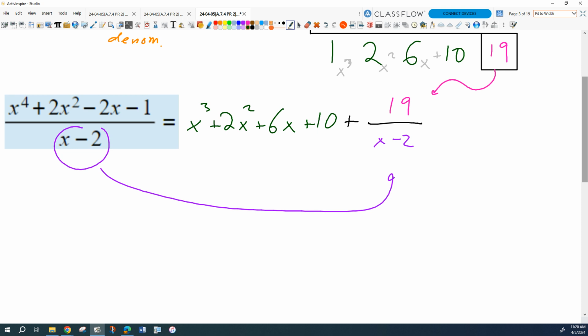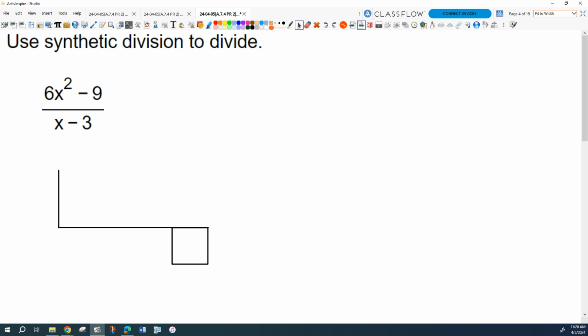Way easier. So you guys walk me through real quick. Walk me through one of these where you call all the shots and you do one on the board.